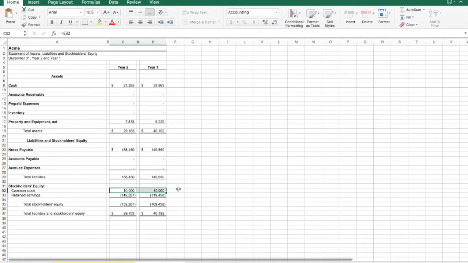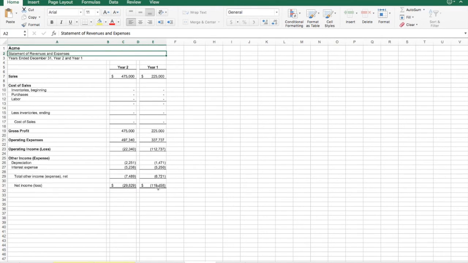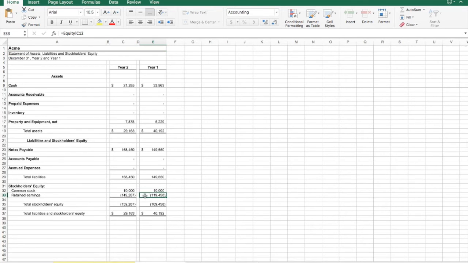So they've got $10,000 worth of stock. And then there's retained earnings. Now the retained earnings is negative because retained earnings is basically a flow through of your net income. And if you look at the income statement, which we'll get to in a second, in year one, it was negative 119. And that's what shows up on the retained earnings on the year one balance sheet. So that's where that number is coming from.